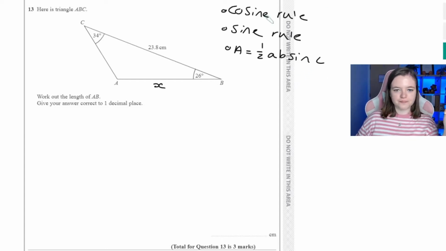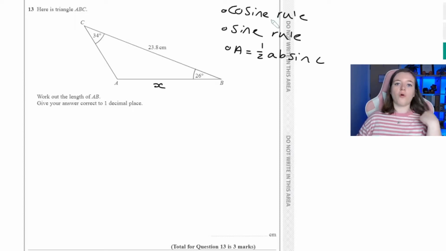So, let's have a look. The cosine rule works in threes. You either have all three lengths and want to find an angle, or you have two lengths and an angle and want to find the third length. That's the cosine rule. The sine rule works in pairs.